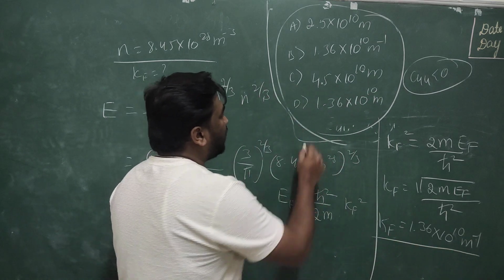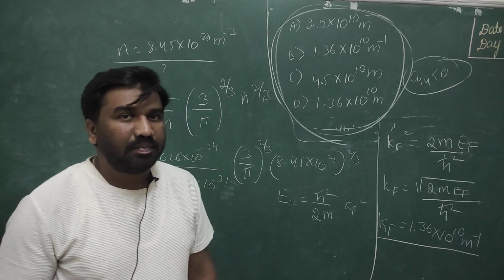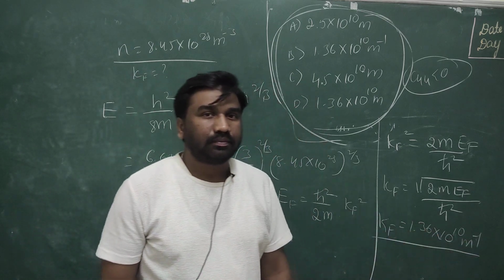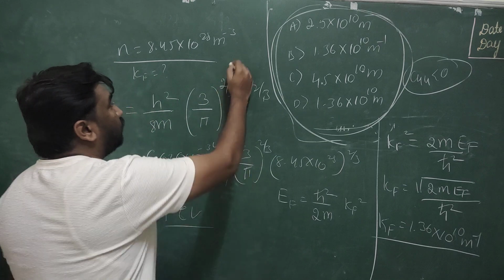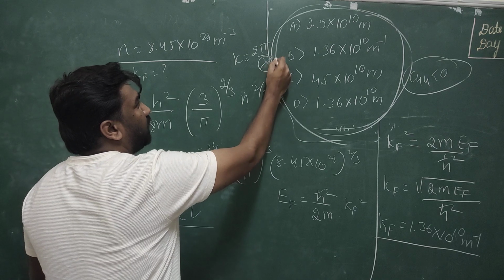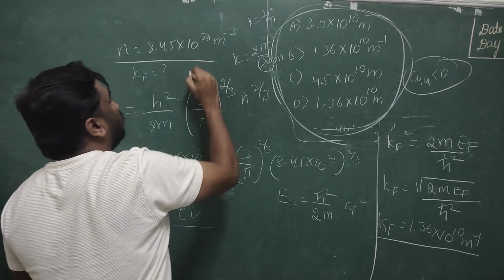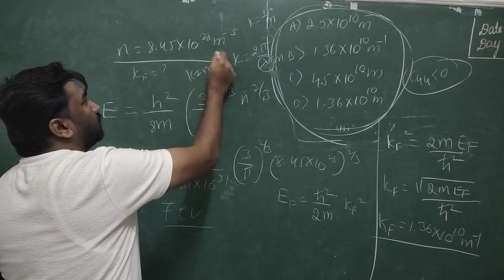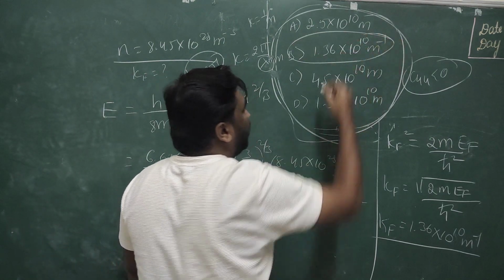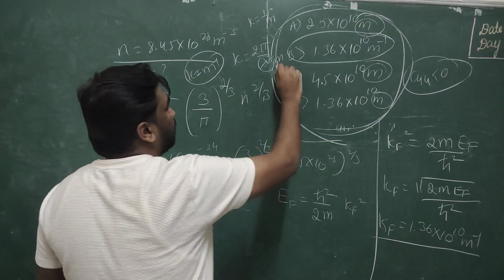Also, in the given 4 options, we can easily guess the answer without calculating all this, because the SI unit of wave vector is per meter. The formula is k equal to 2 pi by lambda. What is the SI unit for lambda? Meter. So k is 1 by meter, per meter. In the given 4 options, per meter is only for B, and all other 3 options are in terms of meter. So option B is correct.